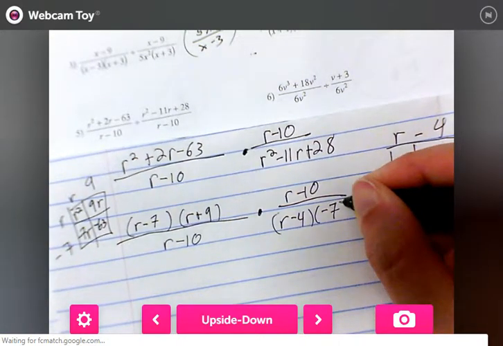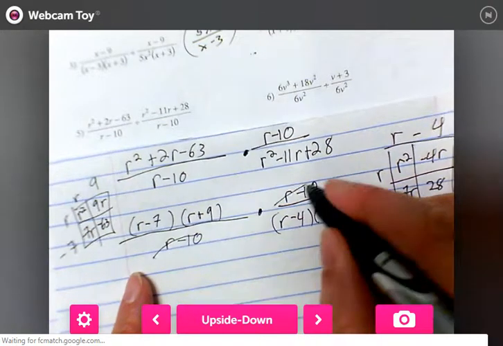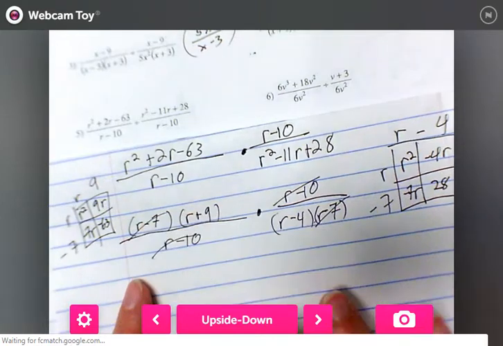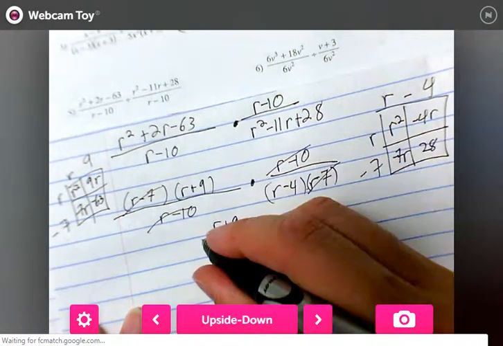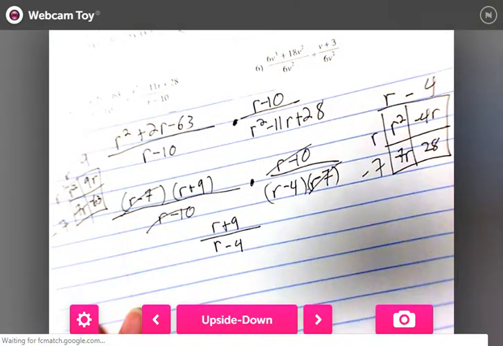So now that everything is factored out, I can cancel things. These r minus 10s cancel. r minus 7 cancels, and I'm left with r plus 9 over r minus 4. That's it.